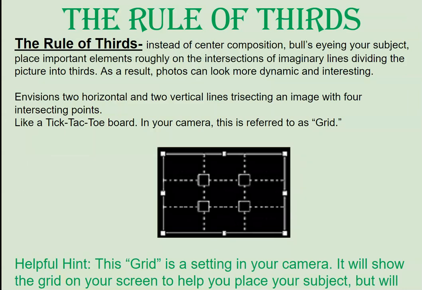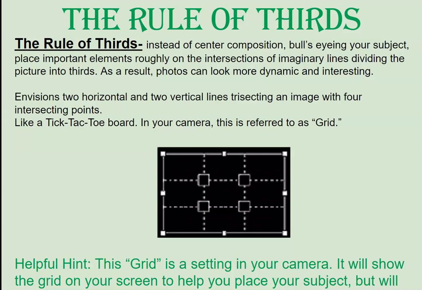Now we get onto the rule of thirds. The rule of thirds, instead of centering a subject, also called bullseyeing your subject, instead places important elements or subjects on more interesting positions or intersections of imaginary lines, dividing the picture into thirds. As a result, photos can look more dynamic and interesting.